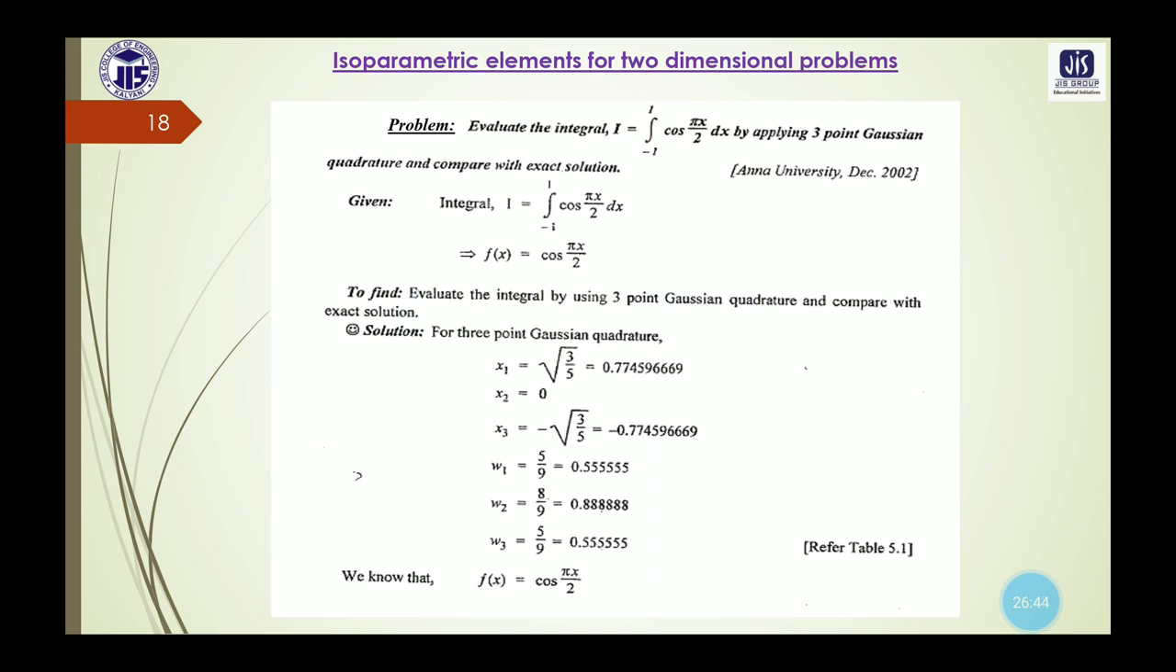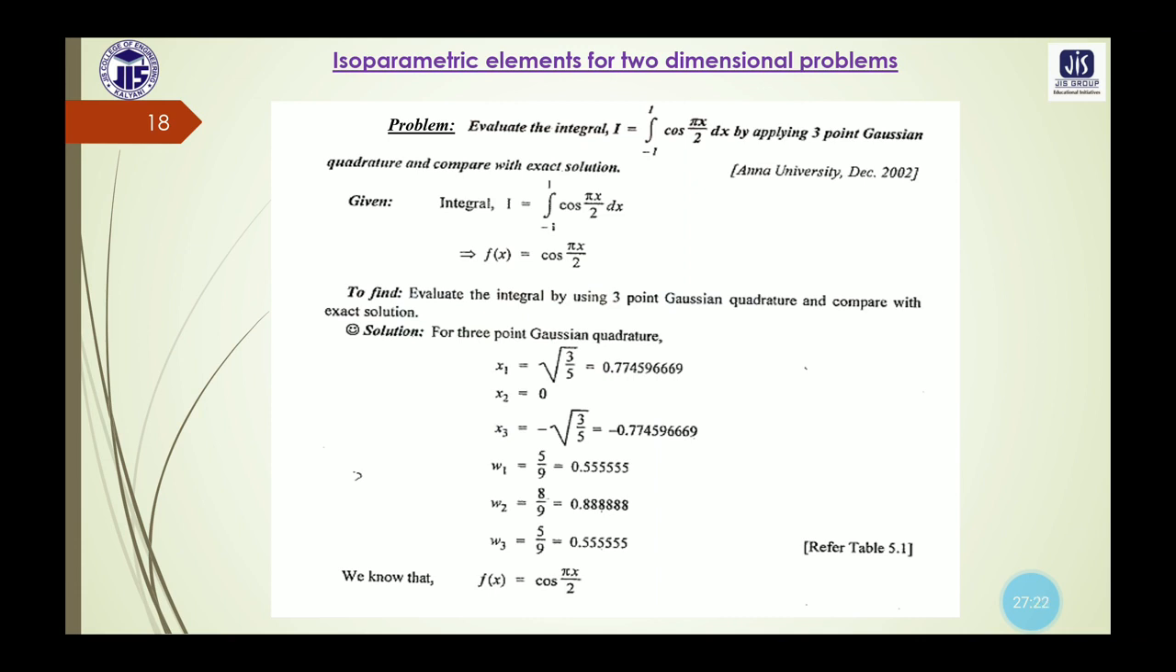Now for 3-point Gaussian quadrature, we know the value of x1. It is plus root under 3 by 5, which we got from the table. Then the value of x2 is 0, and the value of x3 is minus root under 3 by 5, which is minus 0.77459. And the corresponding weights, that is w1 is 5 by 9, and w2 is 8 by 9, and w3 is 5 by 9. So these are the values that we have got from the table.